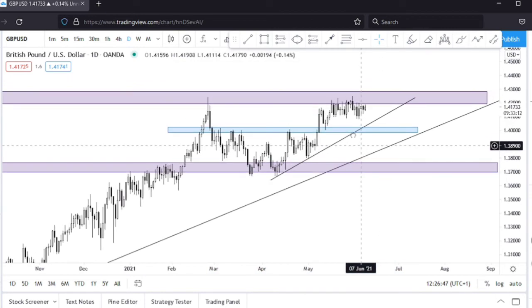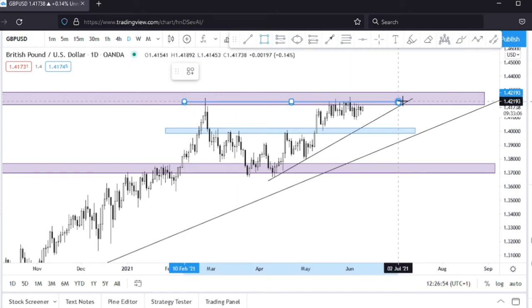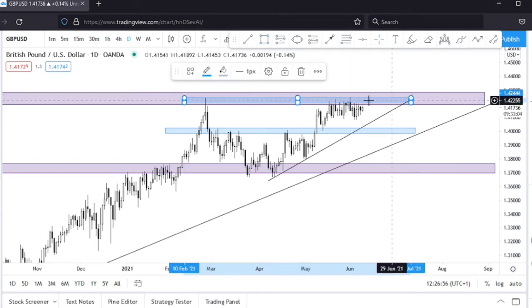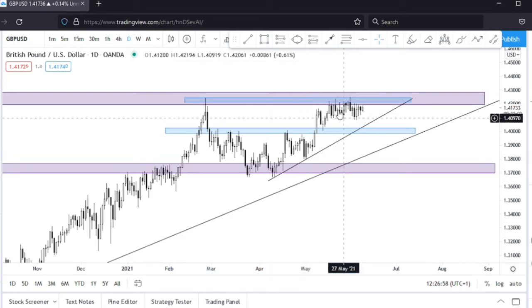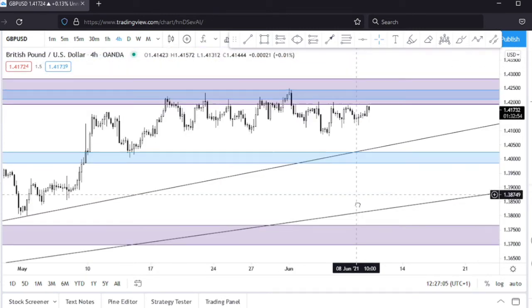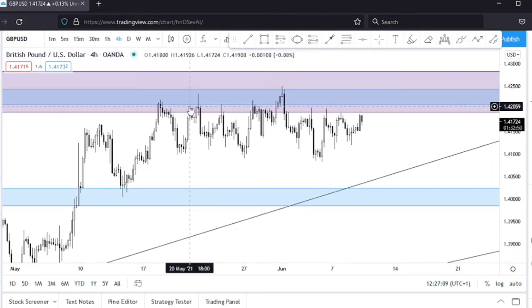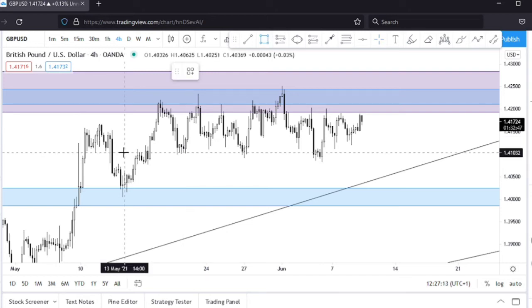There's really no need to draw this, although if you want to draw your daily resistance level, this is it over here. Price is just around the daily and weekly resistance level. Let's move to the 4-hour time frame. On the 4-hour time frame, you can see that price is clearly ranging between these levels here.